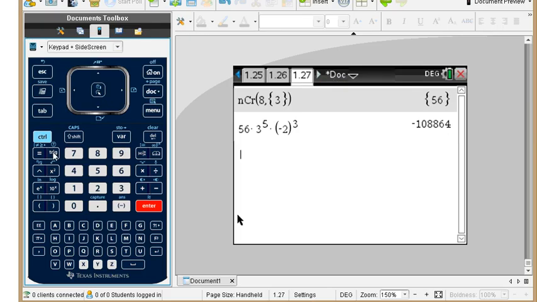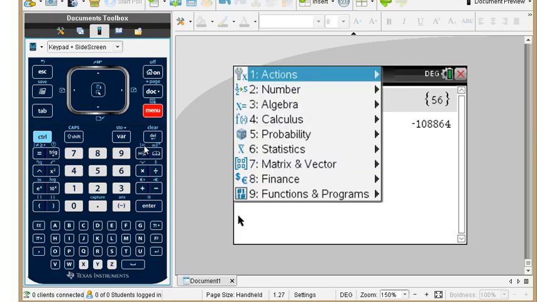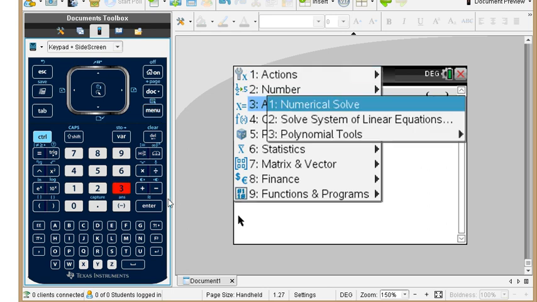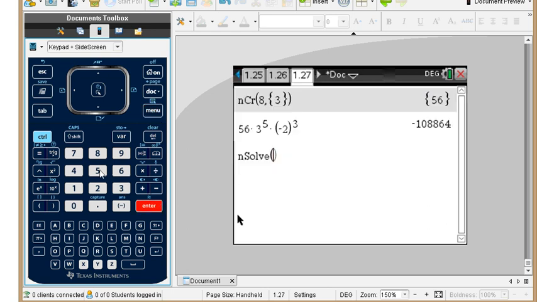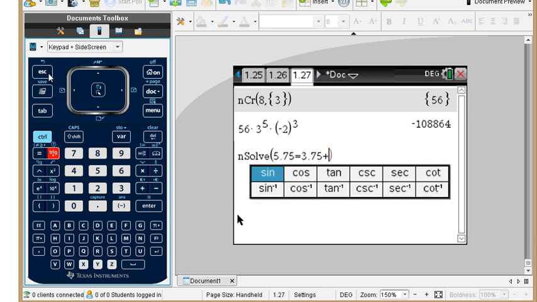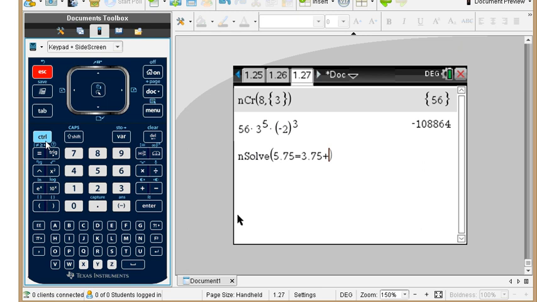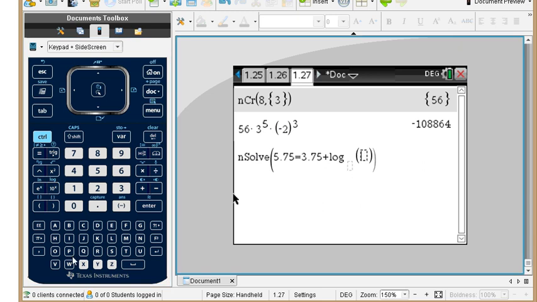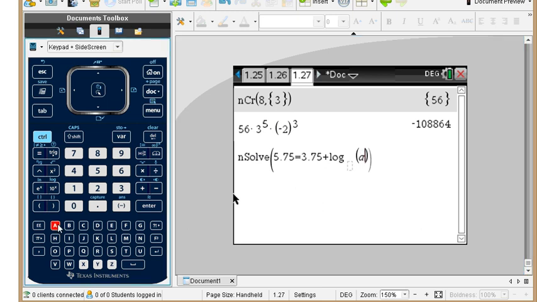And one thing we have in our calculator is a feature called NSolve, numerical solve, which is menu 3.1 to get at it. And we have the equation, we just type it in, 5.75 equals 3.75 plus log, so we press log, oops, log is this one here. There we go. Log base 10 of A. And we can just come outside of here and put comma A.